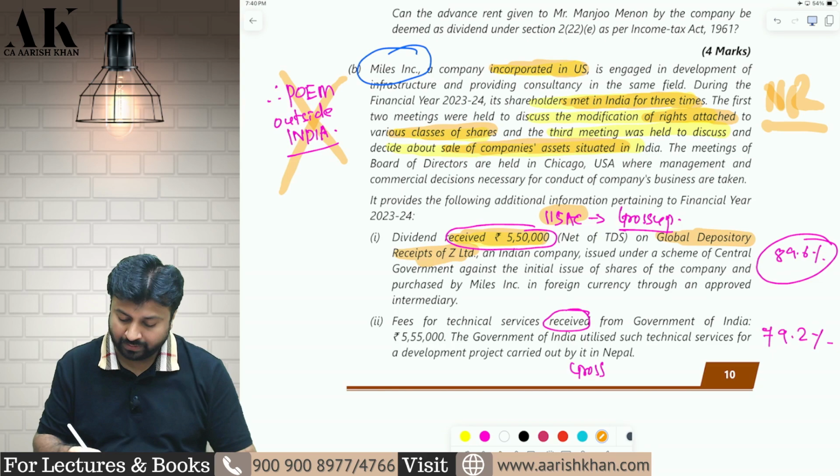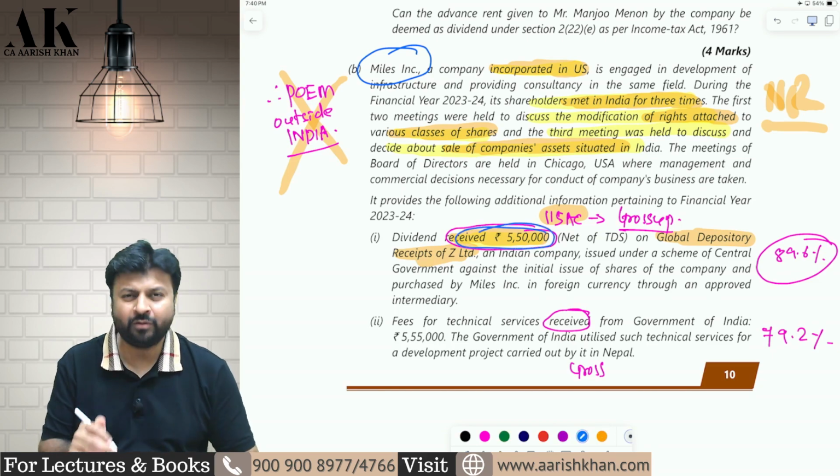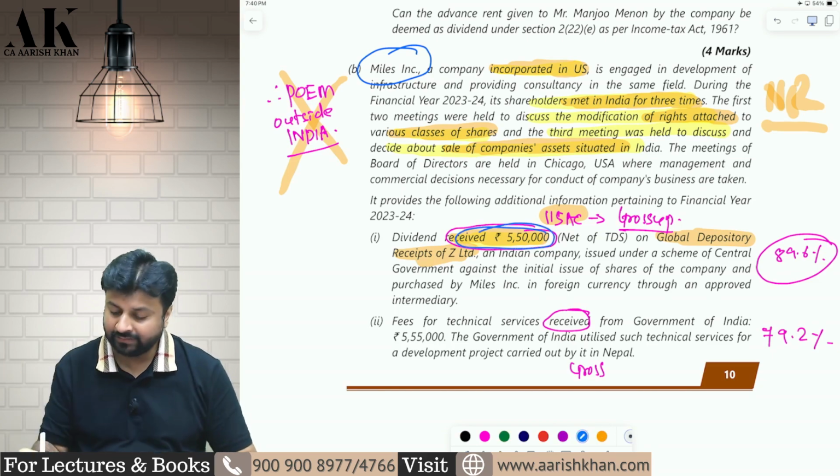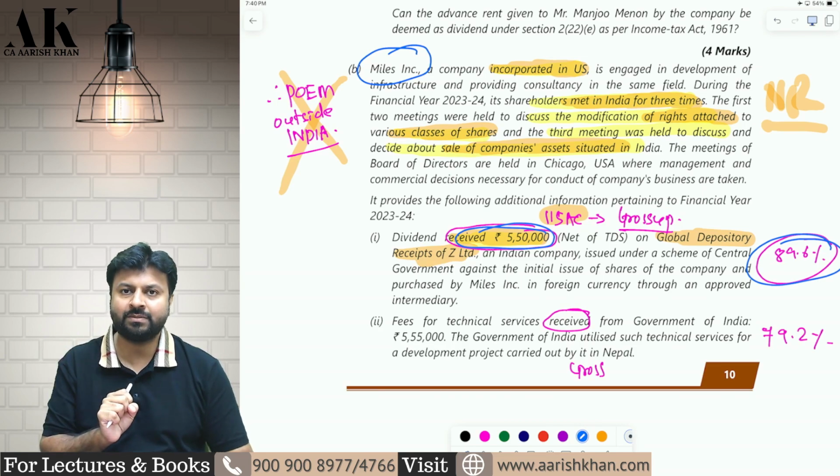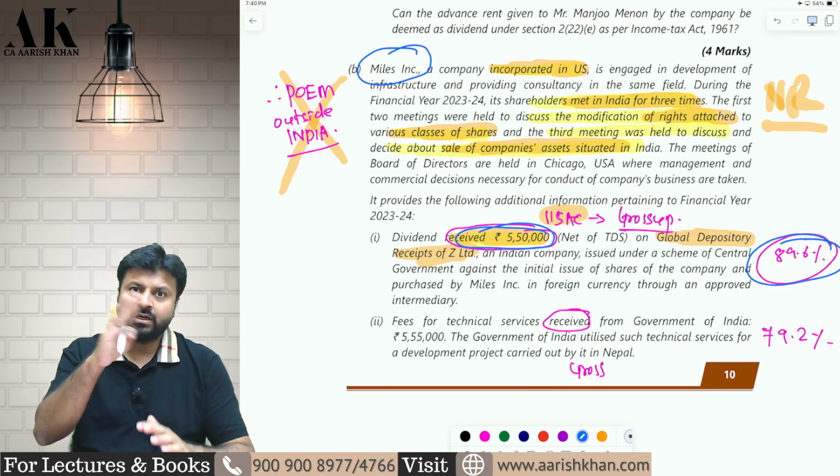10%. But the problem over here is it is written as received. How many times we have done this adjustment? If it is received, you have to gross up. You have to say 5,50,000 is what? 89.6%, because 10.4% is the TDS which has been deducted by the company, which has been deducted by the payer. So what is received is only 89.6%, gross up.